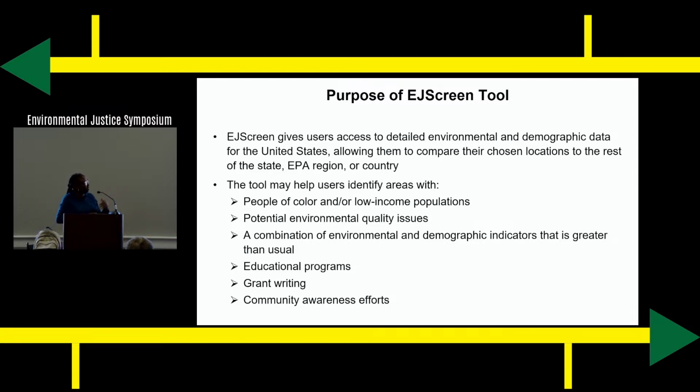And you get to see potential environmental quality issues, and you get to see a combination of environmental and demographic data at the same time. So it interweaves these two data to produce an index for each of those communities. And it's good for educational programs, it's good for grant writers, and it gives the community an awareness of what is going on in their locality. Before I discovered this tool, sometimes people are not aware of what is actually going on in their vicinity, but this tool helps create that awareness. So you Google it to check, and you know what is going on in your community.